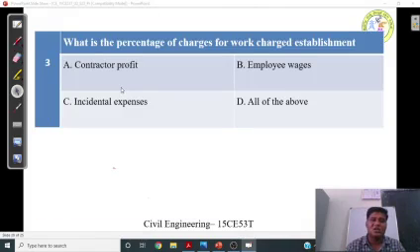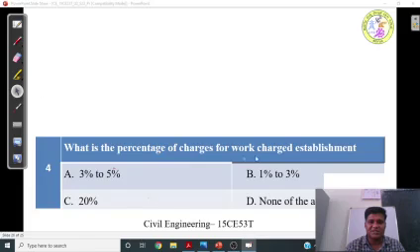Next question. What is the percentage of charges for work charge establishment? That is contractor profit, employee wages, incidental expenses, and all of the above. So the right answer is employee wages. Next, what is the percentage of charges for work charge establishment? It will be 1 to 3%.